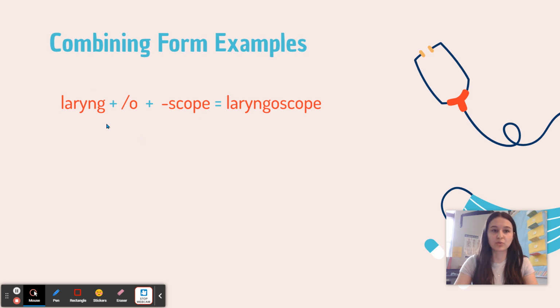We have larynx, which is kind of like your voice box. And then we have scope. Both of these have a consonant at the end and beginning. So we're going to stuff in that combining form vowel, and we have laryngoscope.